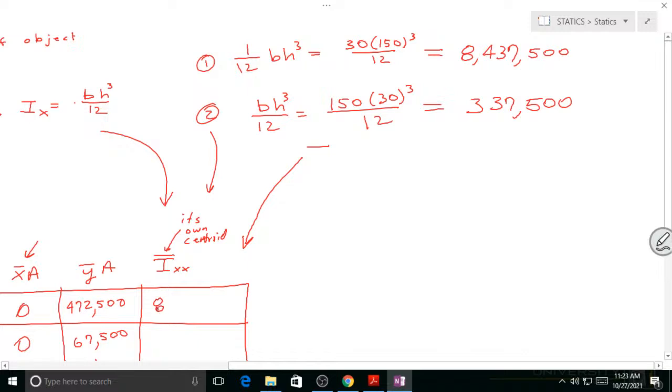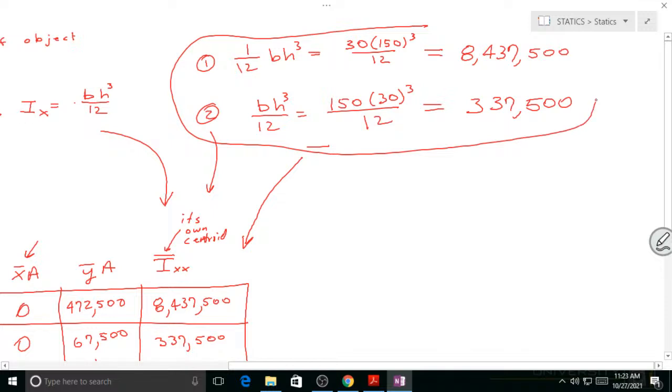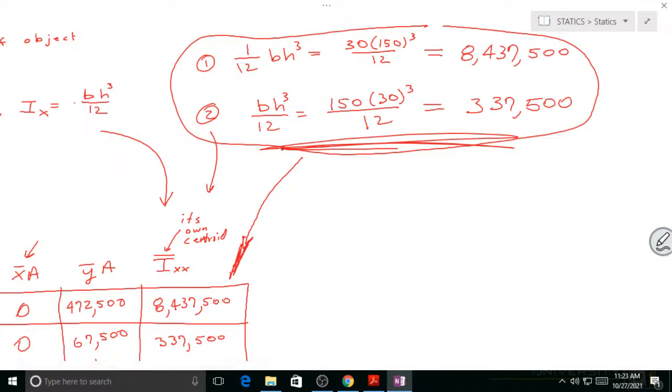So 8, 4, 3, 7, 500. And then I'll copy the other one, 3, 3, 7, 500. I just didn't want all this junk to end up in this box and be confusing. I just want to do it up here and then copy it into the box. Now the next thing that's quite interesting is I'm going to do two columns that are going to help with what's called the parallel axis theorem.